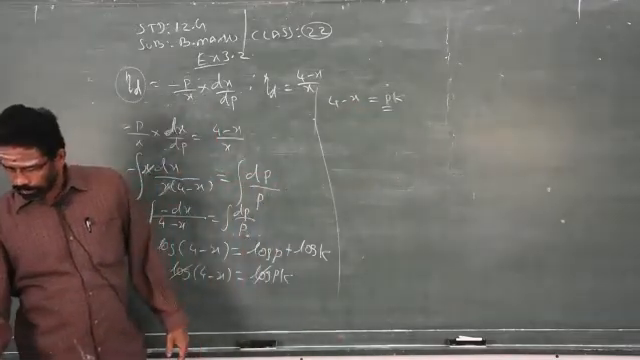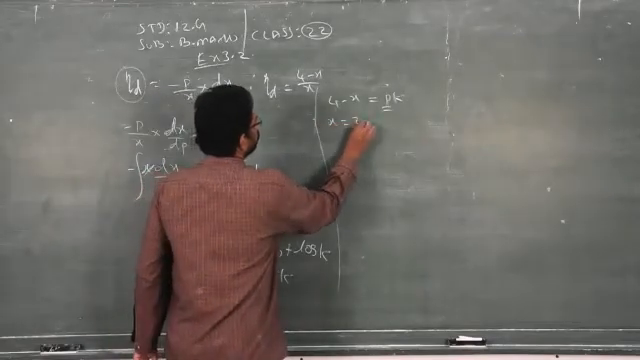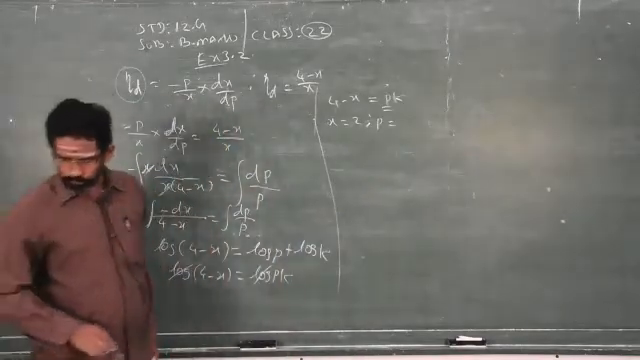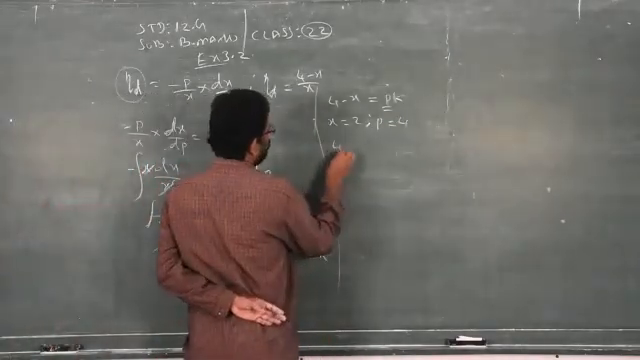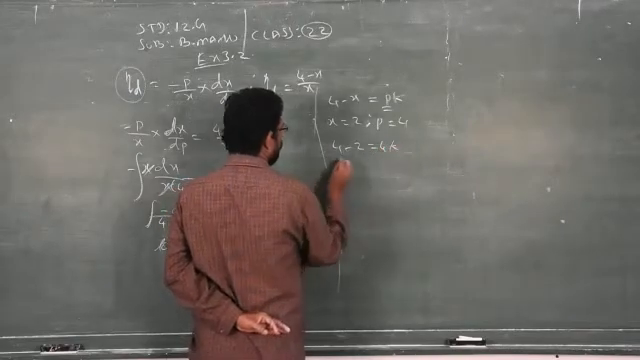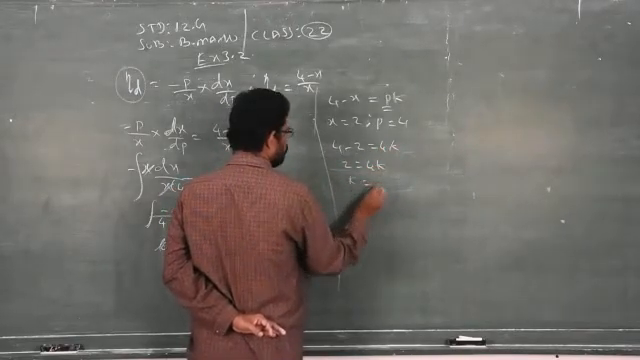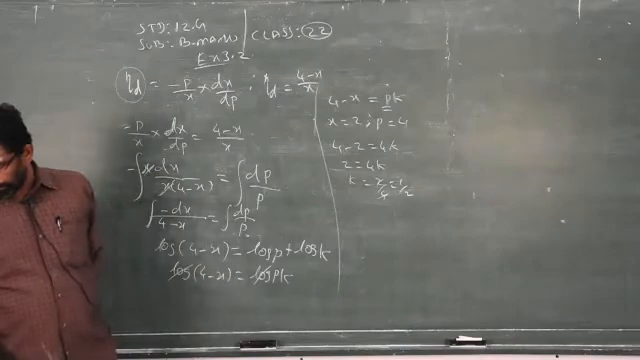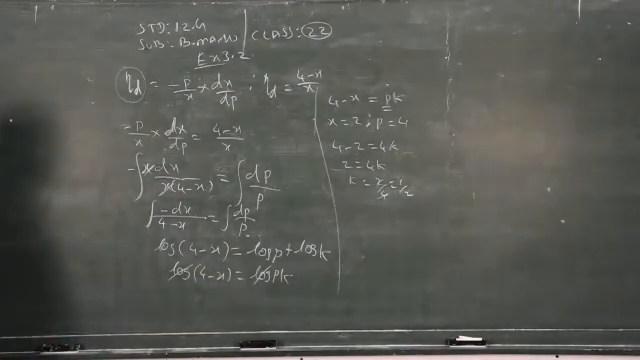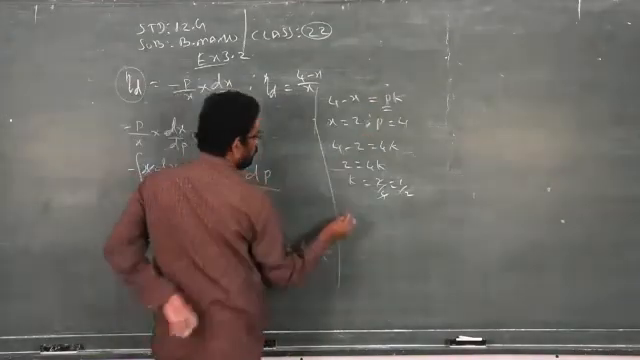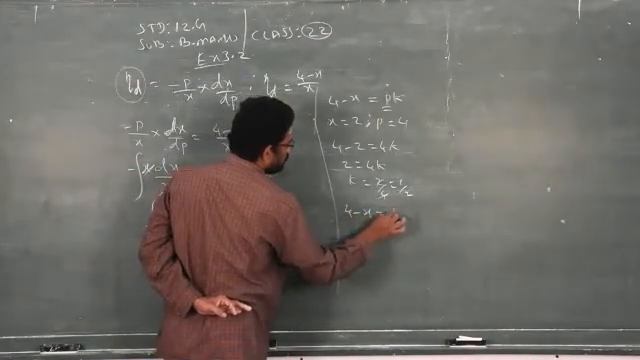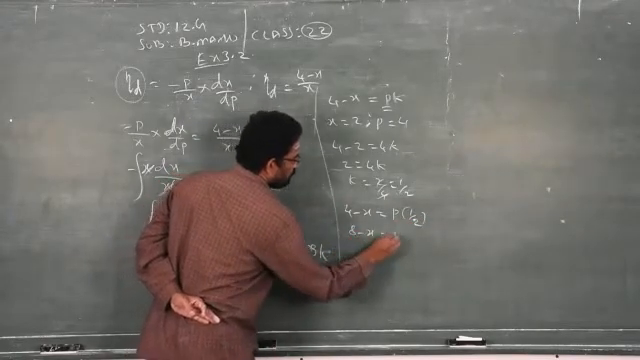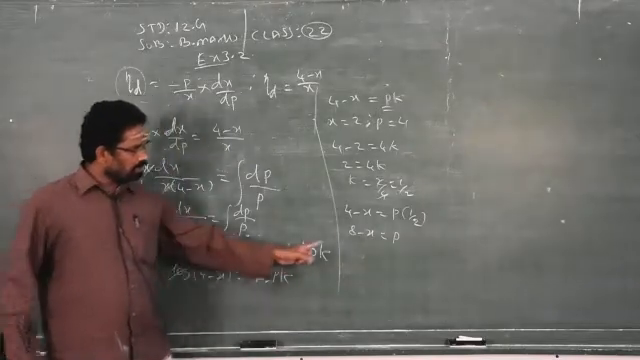So demand, number of units, that is demand is 2 and the price is given 4. Now 4 minus 2 is equal to 4k, 2 is equal to 4k, k is equal to 2 by 4, which will give you 1 by 2. So k is equal to 1 by 2. Replace k, that is 4 minus x is equal to p of 1 by 2. Just cross multiply, 8 minus 2x is equal to p. Now this is demand function.